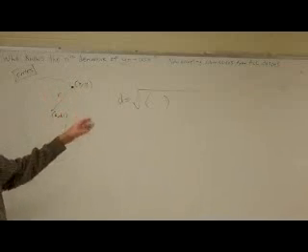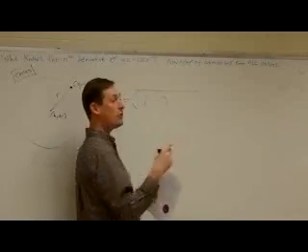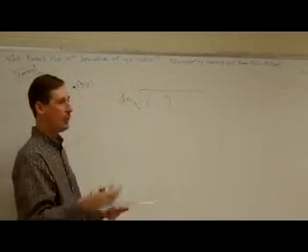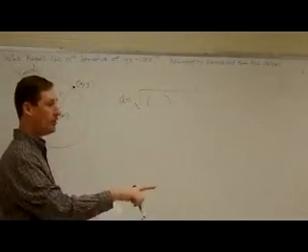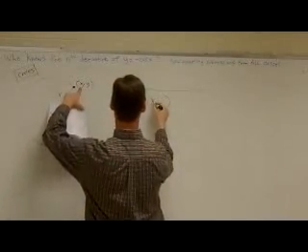Now, it's going to be the square root of, what's the first part of the formula? x2 minus x1, although you can do it the other way, it still works. x2 minus x1 squared.